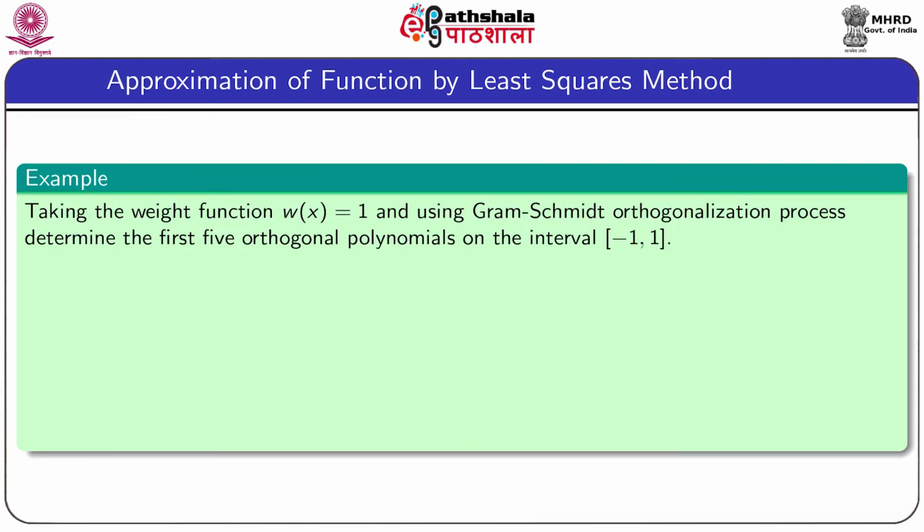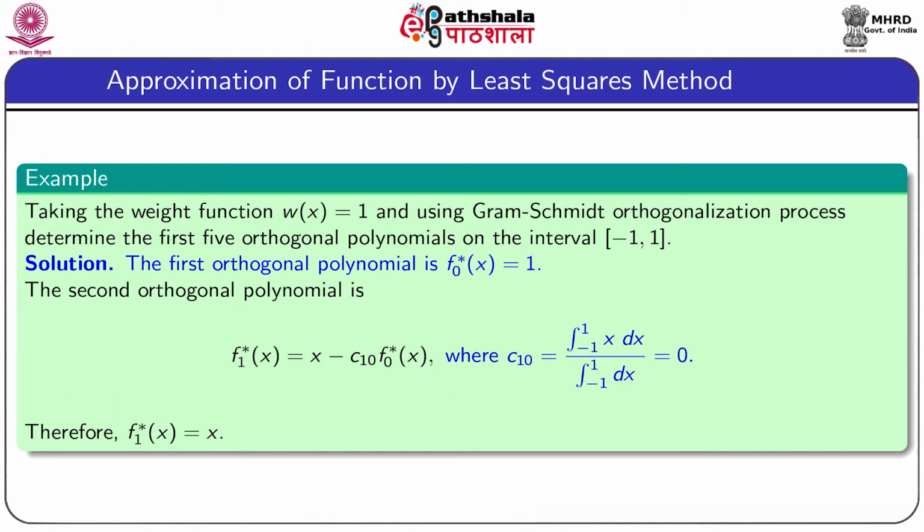Now, we consider an example to illustrate the Gram-Schmidt process to find the first 5 orthogonal polynomials on the closed interval minus 1, 1. The first orthogonal polynomial is f0 star x equal to 1.